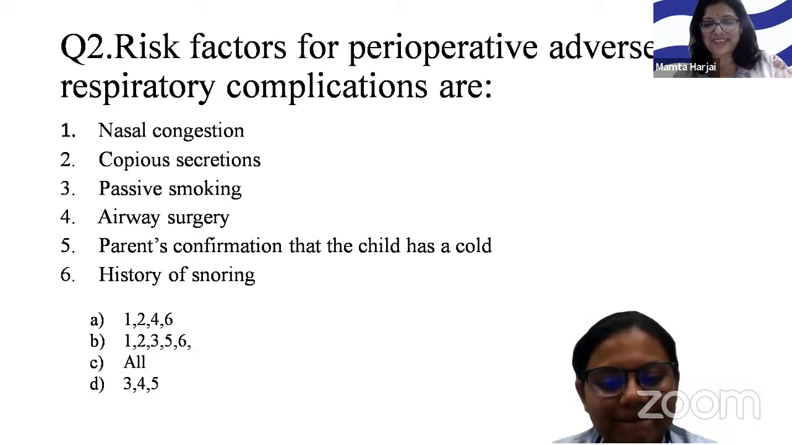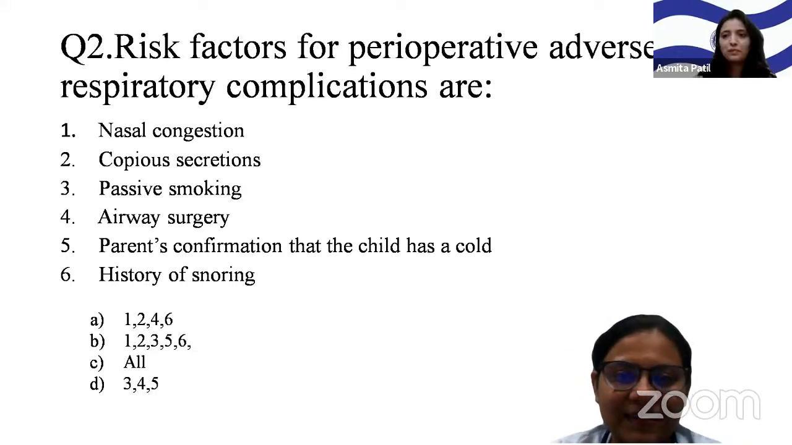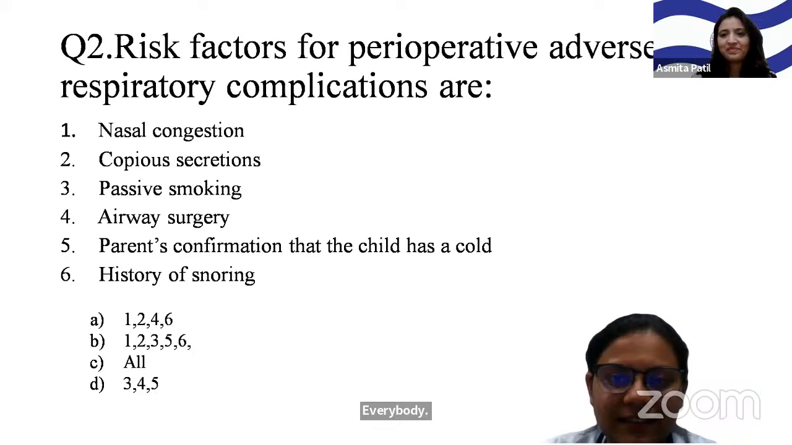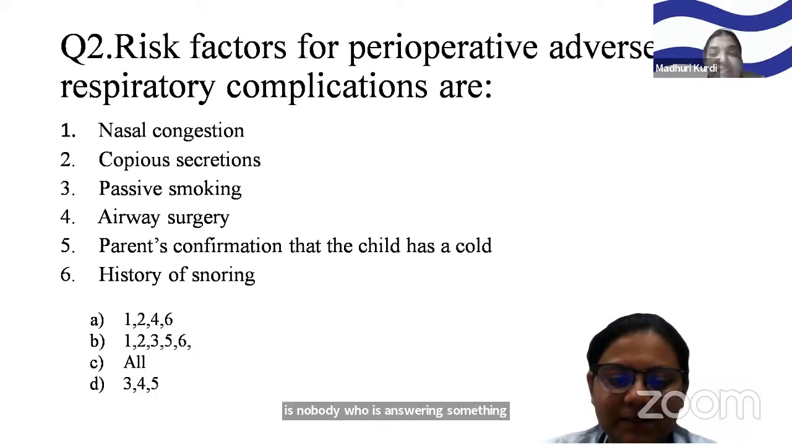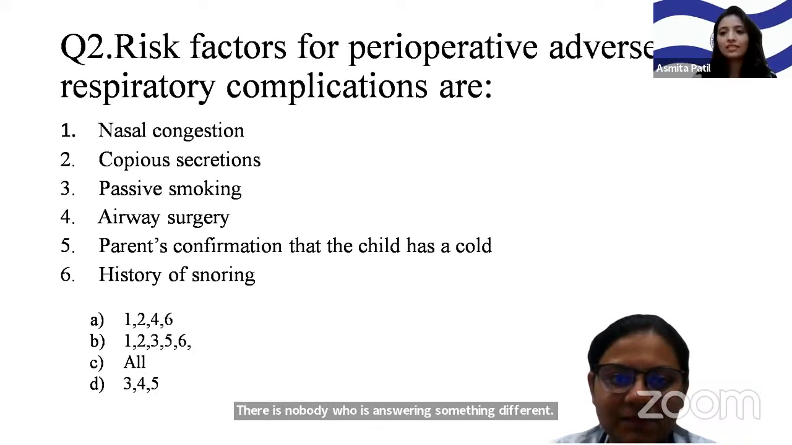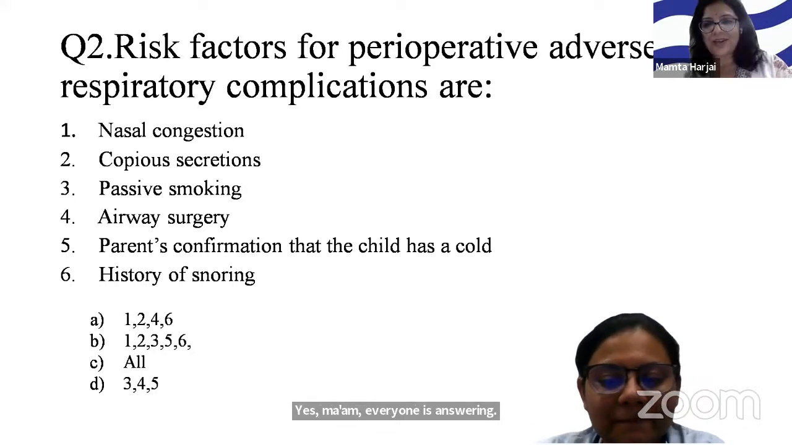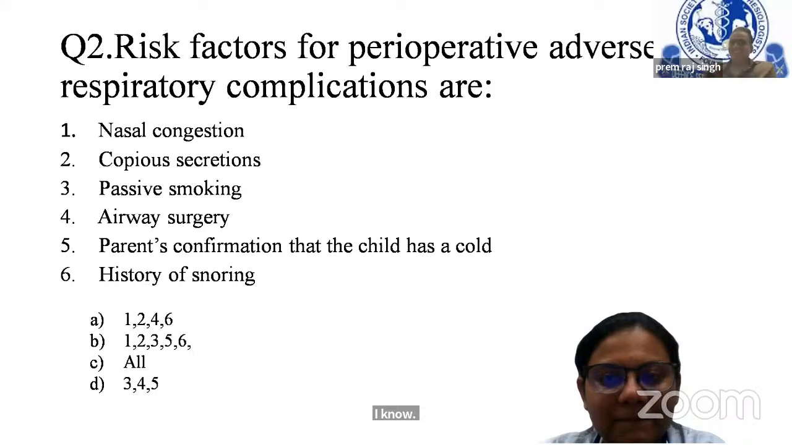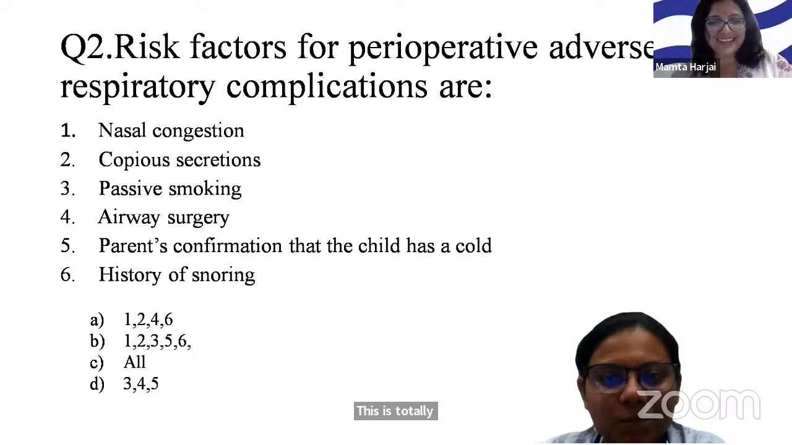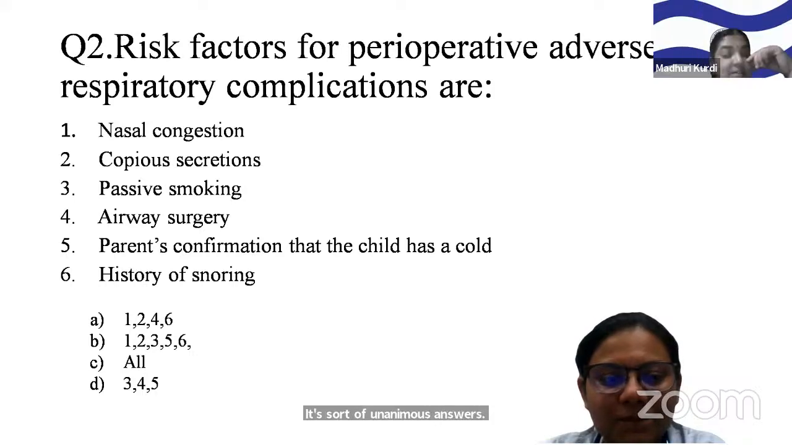Everybody's answering right. That's so clear. Yes, ma'am, nobody is answering something different. It's a totally unanimous phenomenon. Either they've been very clear or nothing is clear. That means you have taught so well that they have understood it so well, it looks like.